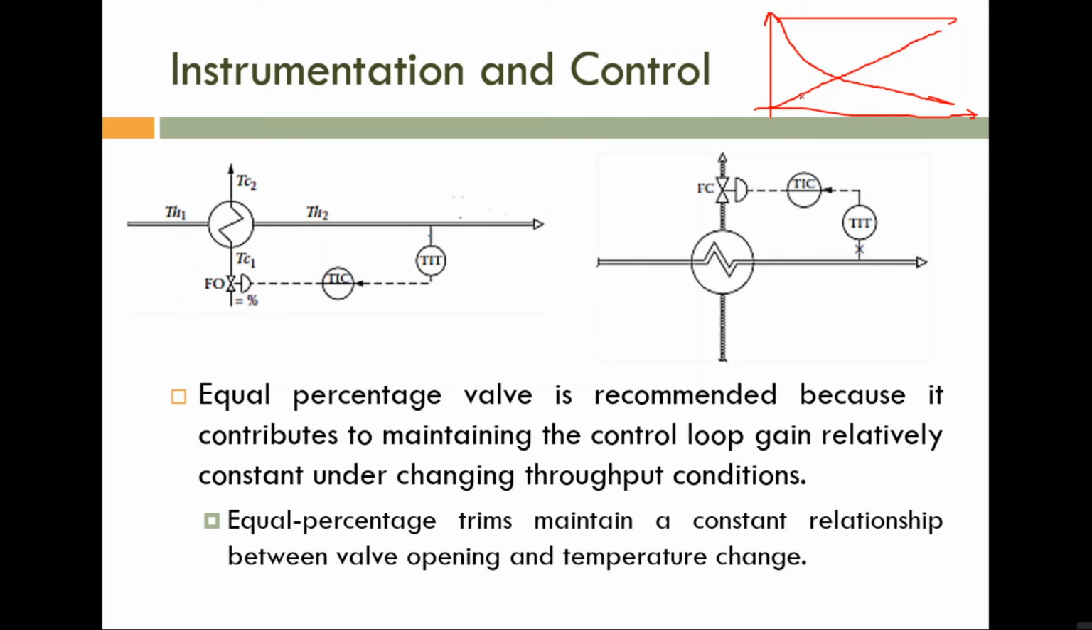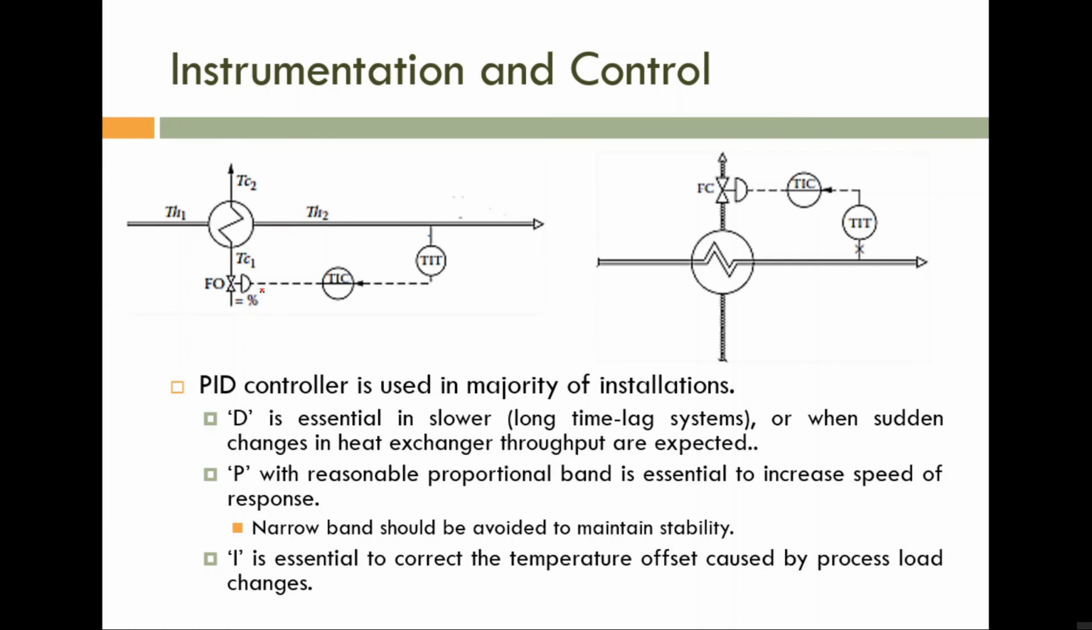Equal percentage valve is providing this type of varying gain with respect to varying load. So that is why equal percentage valve is used. Now, as temperature is the slowest variable, normally in temperature applications, PID controller is used. PID controller means this P mode, D mode and I mode have different purposes.